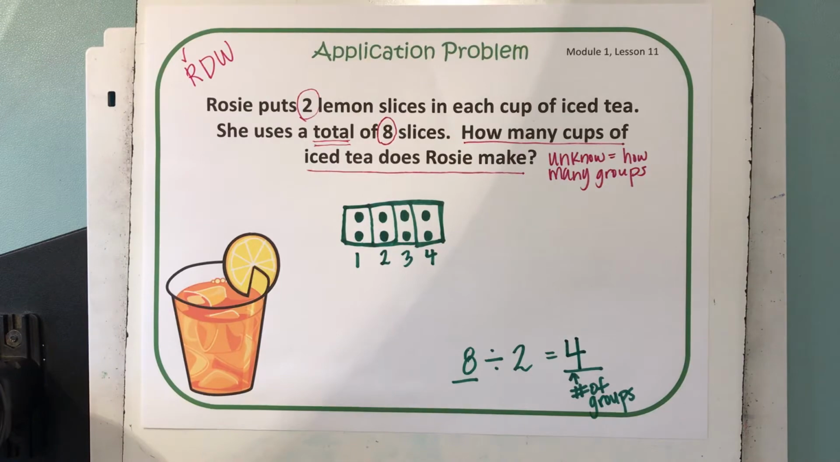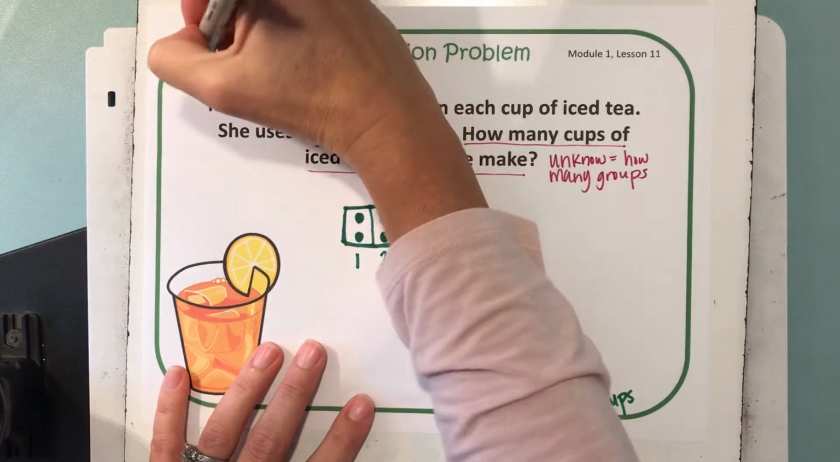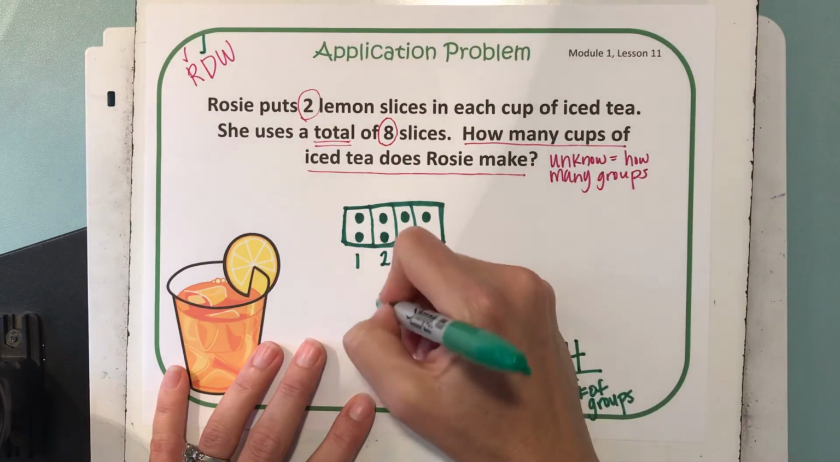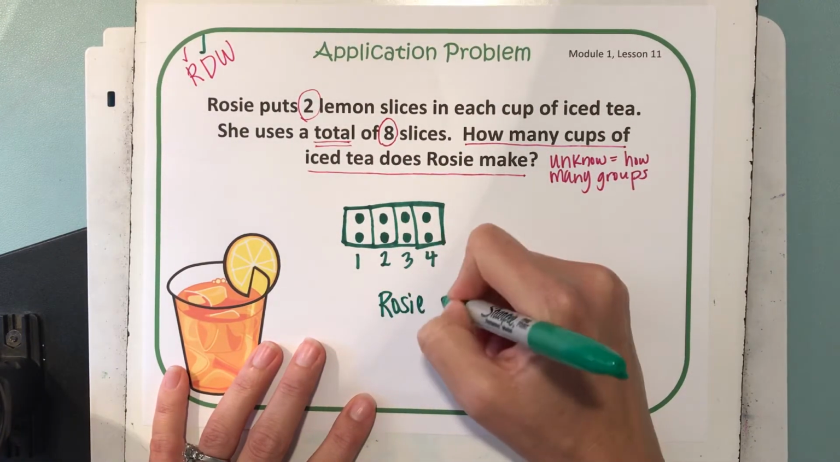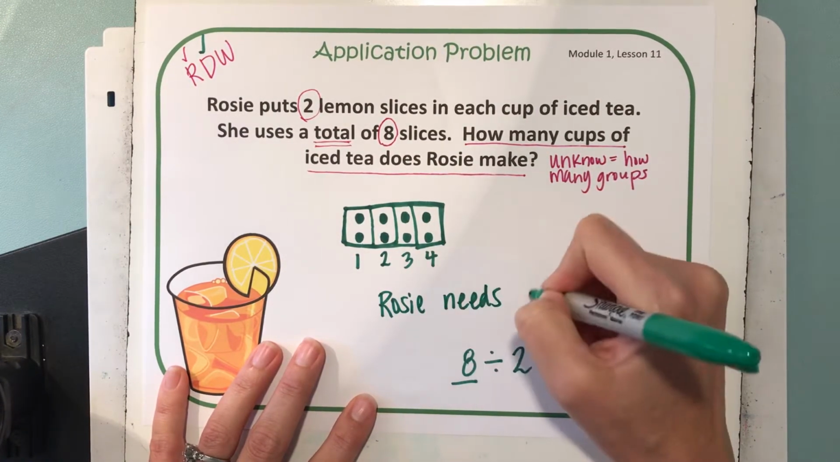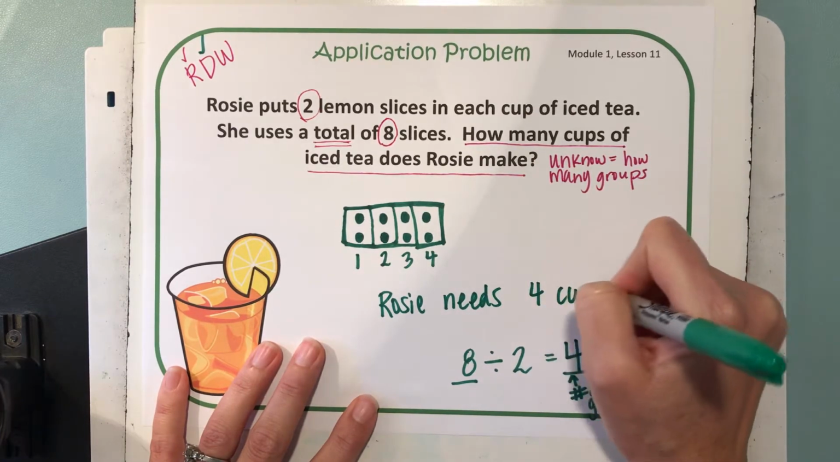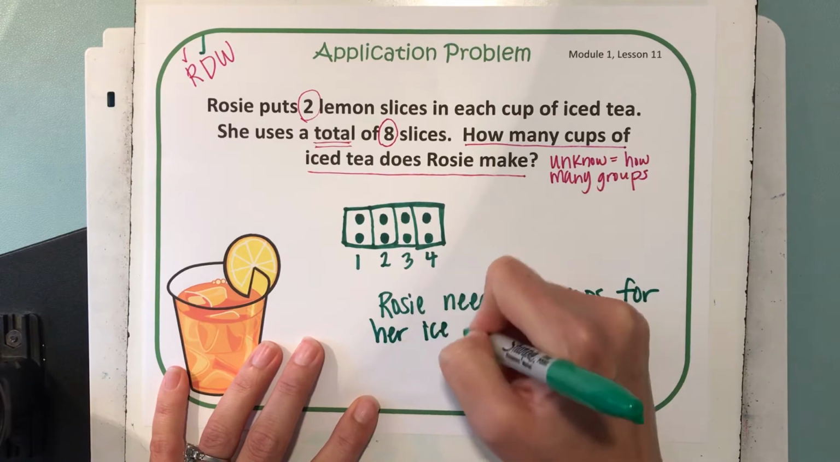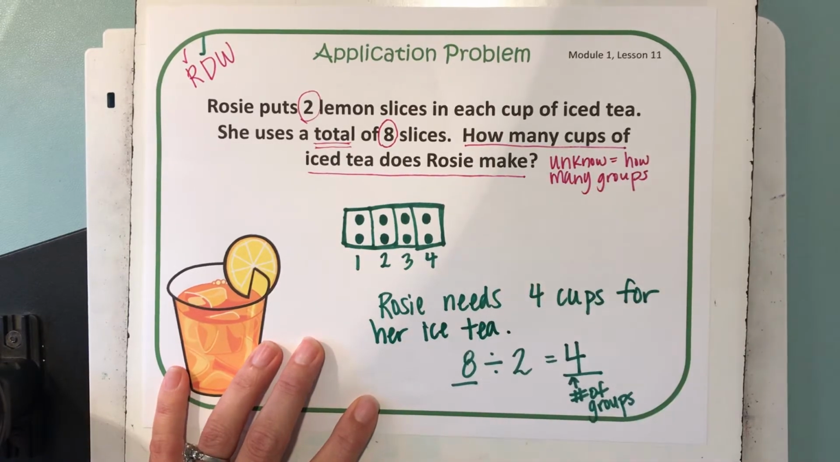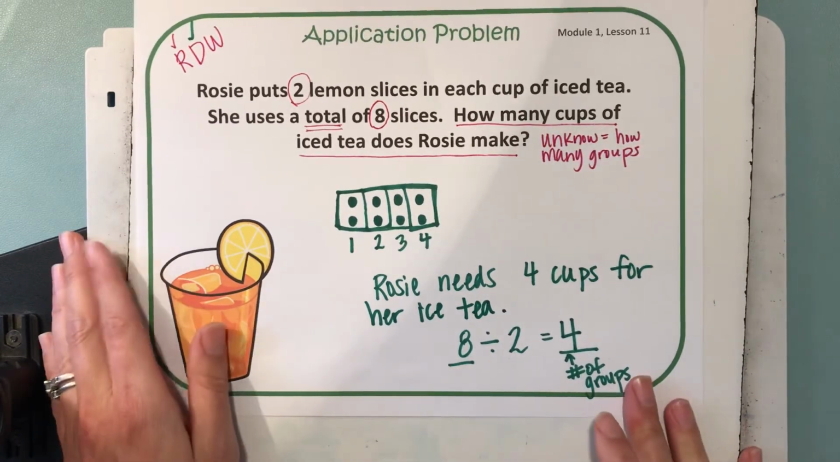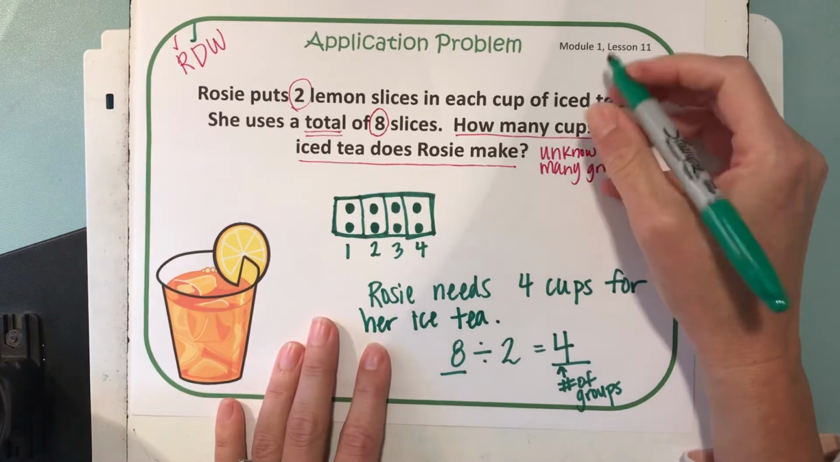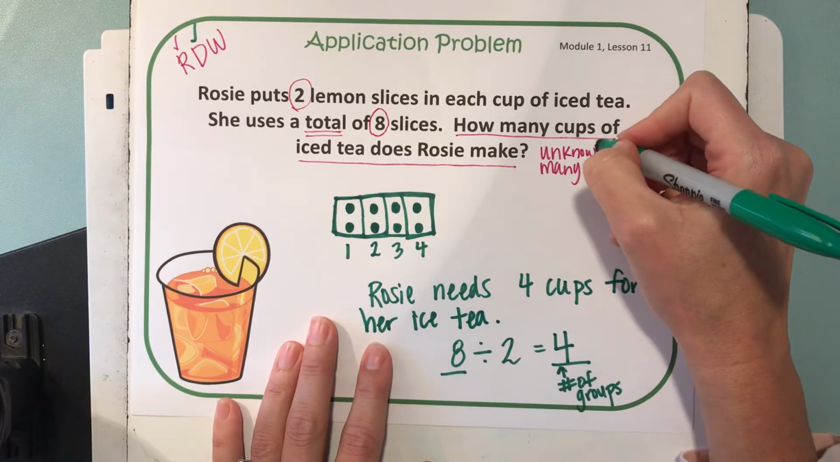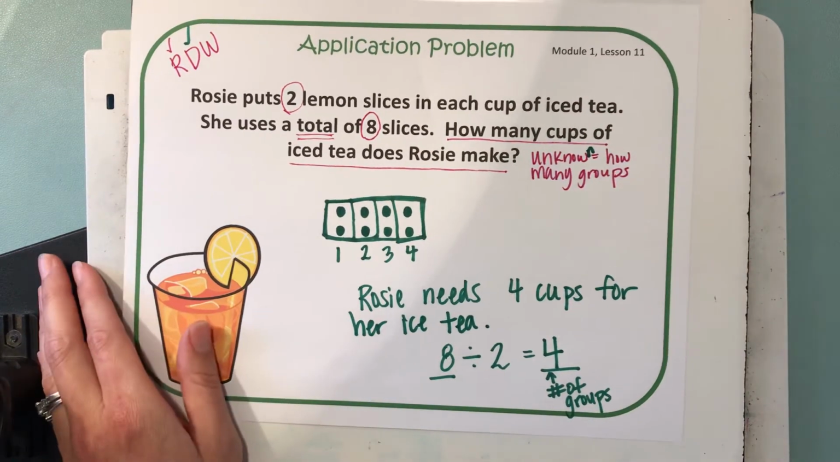Good job. Okay. So now I drew it. I'm going to write it. Rosie needs 4 cups for her iced tea. Ta-da! Okay. Oh, I put "not unknown." All right, now let's get into our lesson.